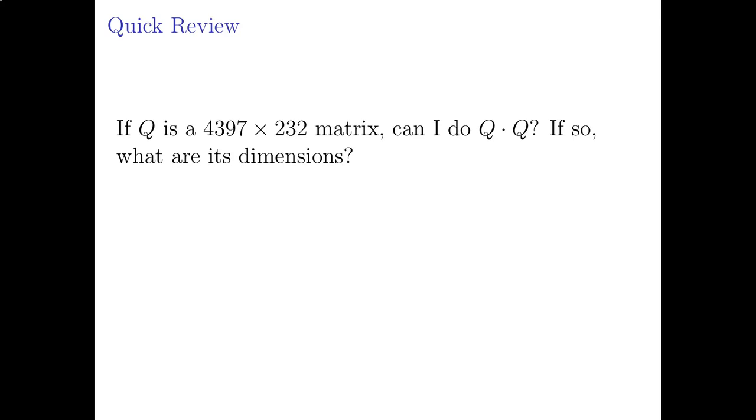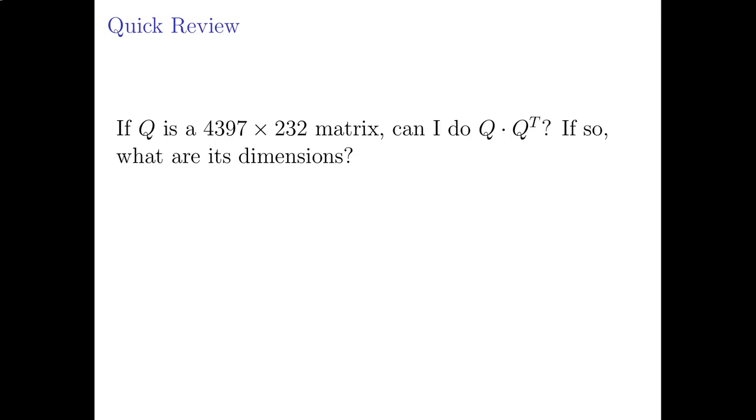All right, question. Let's say I've got a matrix which has these sort of funky dimensions to it. Can I perform the operation Q times Q? And if so, what is the answer I get back? What is the size? The answer is no, I cannot do that, because if Q is 4,397 by 232, then Q is the same thing, and we can't have a 232 column matrix times a 4,397 row matrix. Can't be done.